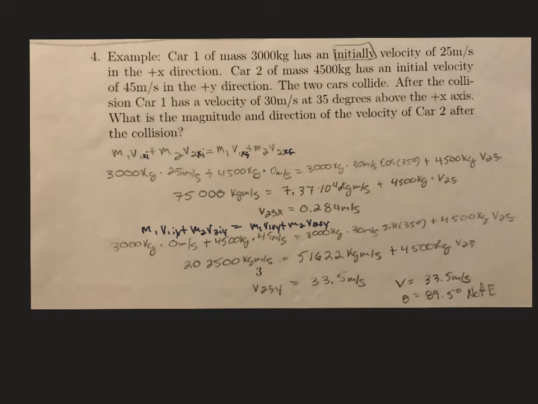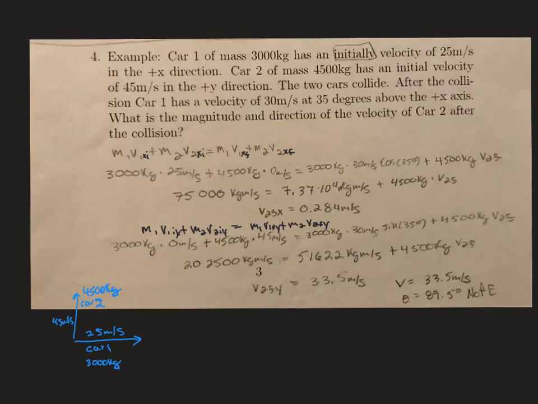In this example problem, we have car 1 that's initially traveling with a velocity of 25 meters per second in the positive x direction. So we have car 1 at 25 meters per second, and car 2 with a certain mass has an initial velocity of 45 meters per second in the positive y direction. So this is car 2, and this is 45 meters per second. Alright, and we know car 1 has a mass of 3,000 kilograms, car 2 has a mass of 4,500 kilograms.